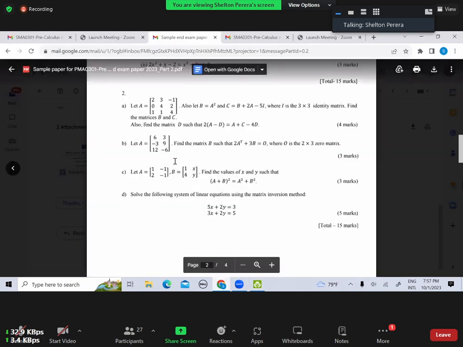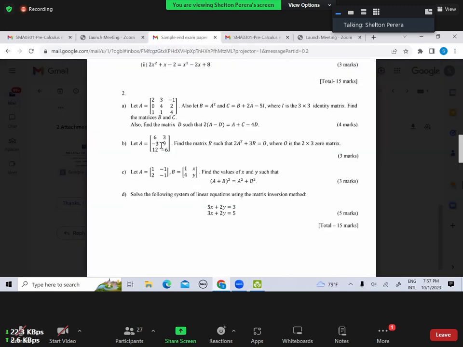Okay. That part is done. Let A be this. Find a matrix B such that this is true. Let me copy down. So problem 2 part B. Problem 2 part B. A is given to be 6, 3, minus 3, 9, 12, negative 6. That is my A.